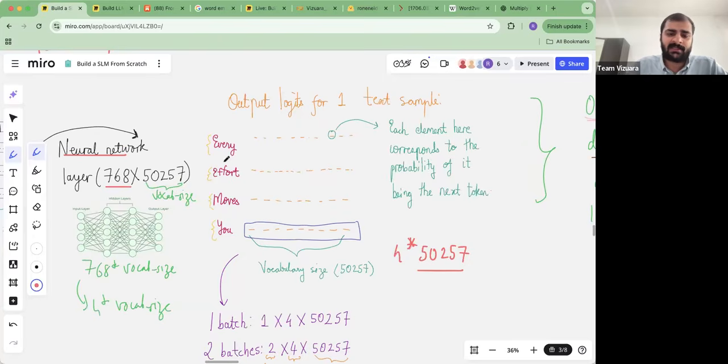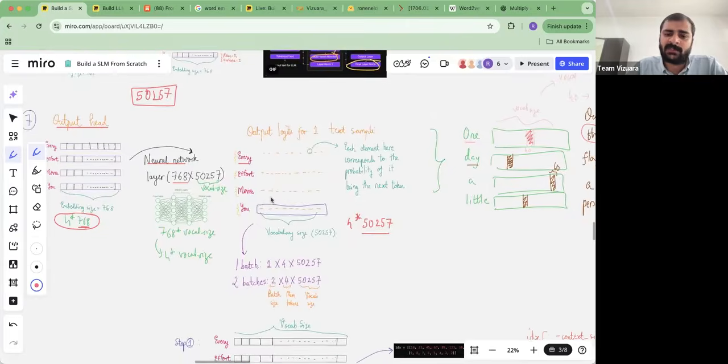So now I have a matrix which is 4 by 50257. For each token here, I have 50257 values. For the first token, I have 50257. For the second token, I have 50257. For the third, I have 50257. And the fourth, I have 50257.